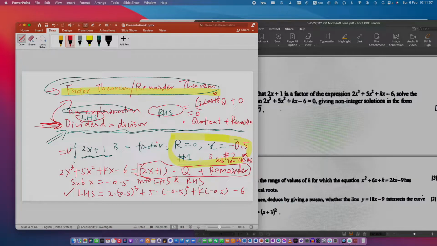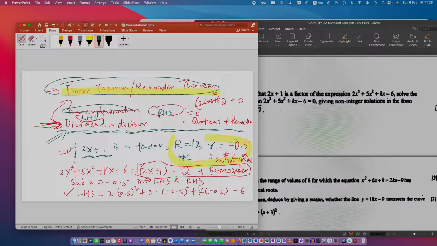Okay, then it's the same thing. Since 2x is not a factor, remainder equals to 12. Very good. And then x equals to negative 0.5. You sub x equal to negative 0.5 into the left hand side and the right hand side, and then you do the same. So then when we write Q and R.